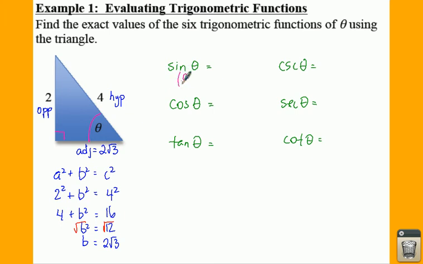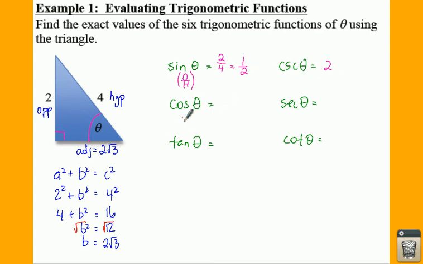Alright, so for your first example here, for your sine of theta, we just want to find the opposite over your hypotenuse, the SOH part. So your opposite side is a 2 over your hypotenuse, which would be 2 over 4, which reduces to 1/2. Now since we have our sine, we might as well do our cosecant. Cosecant then is just going to be 2, because you just take your sine and flip it.